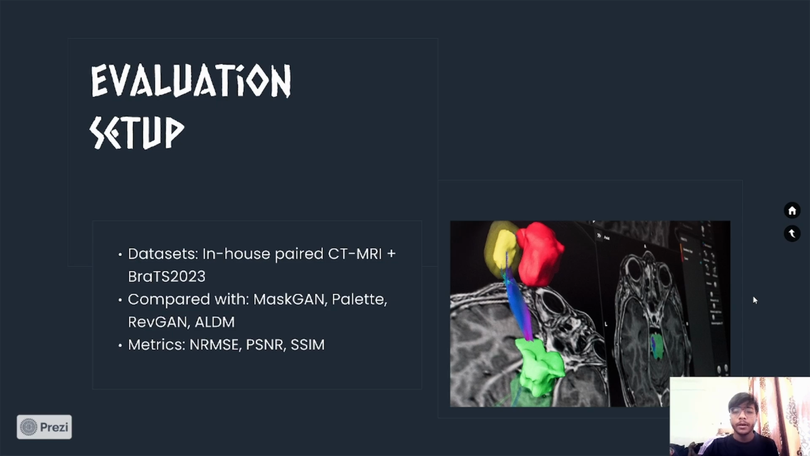In terms of evaluation metrics, they used NRMSE, normalized root mean square error, which penalizes pixel-wise differences. Then PSNR, peak signal to noise ratio, indicating reconstruction fidelity. And SSIM, structural similarity index, which evaluates perceptual similarity, especially in terms of texture and structures.